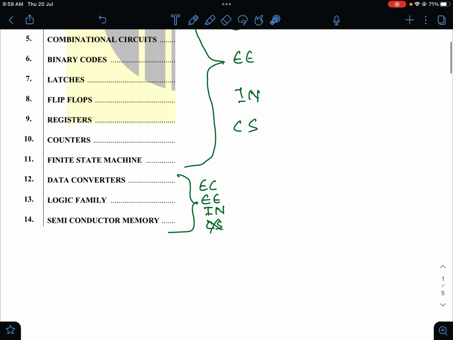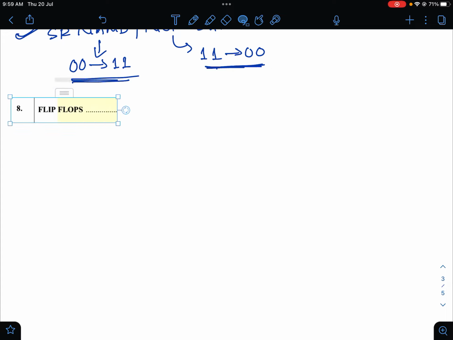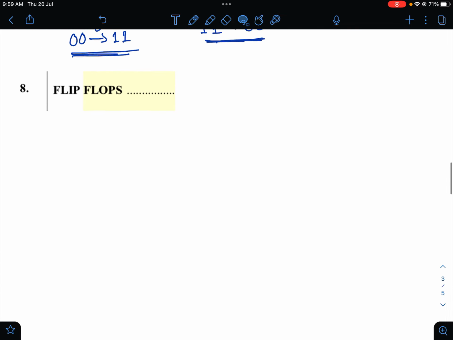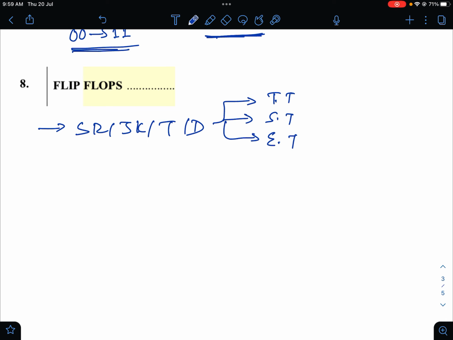Then coming to chapter number 8, students, flip-flops. From flip-flops, you don't get many questions. Flip-flop is like a basic building block to understand counters and registers. From flip-flop, usually you don't get many questions. But what you need to understand in this is the 4 kinds of standard flip-flops, SR, JK, T and D flip-flop. For all these flip-flops, what is the truth table, what is the state table, and what is the excitation table? You must remember this. So this you should know.